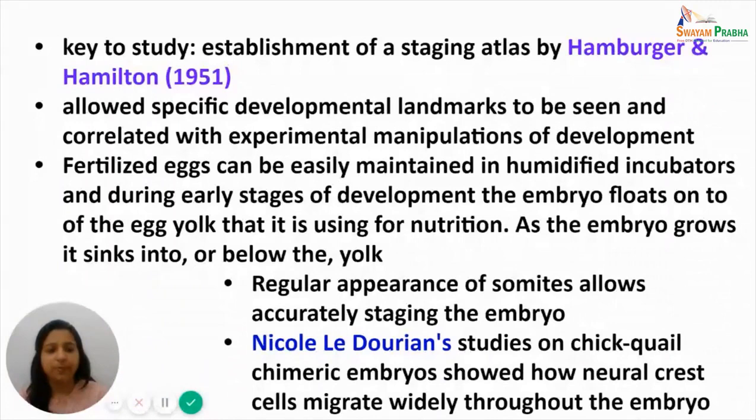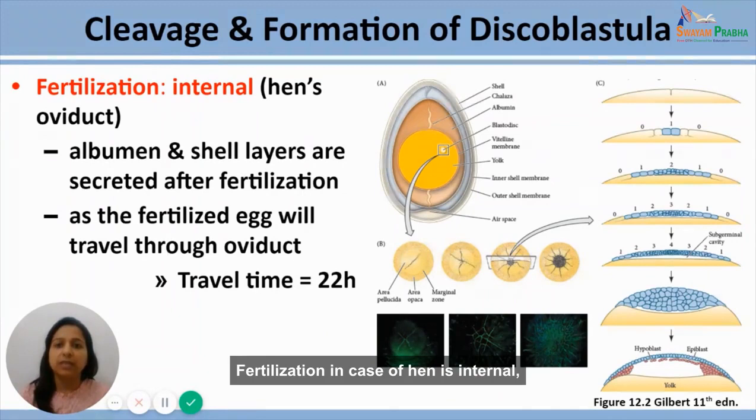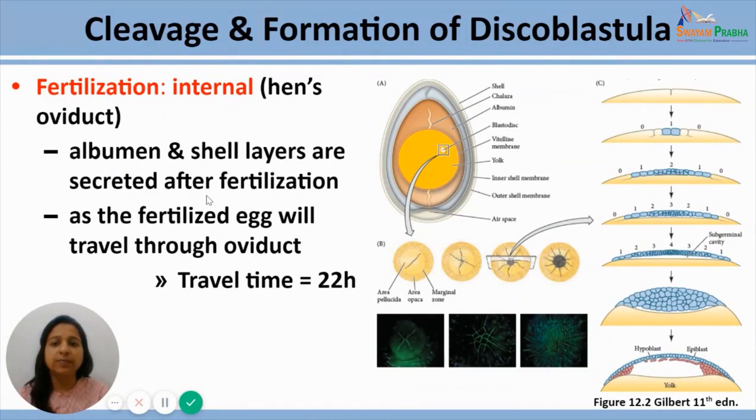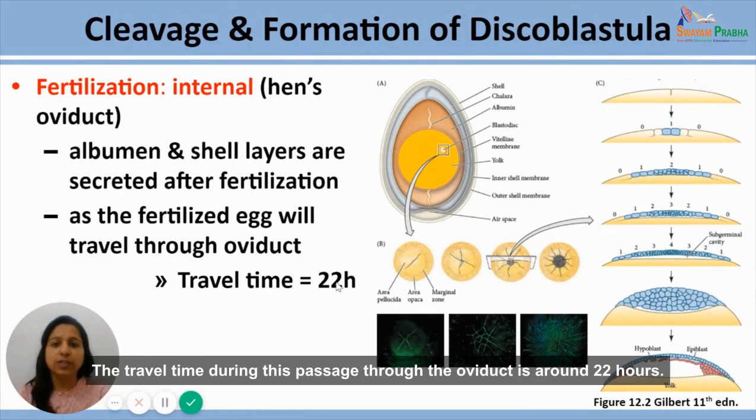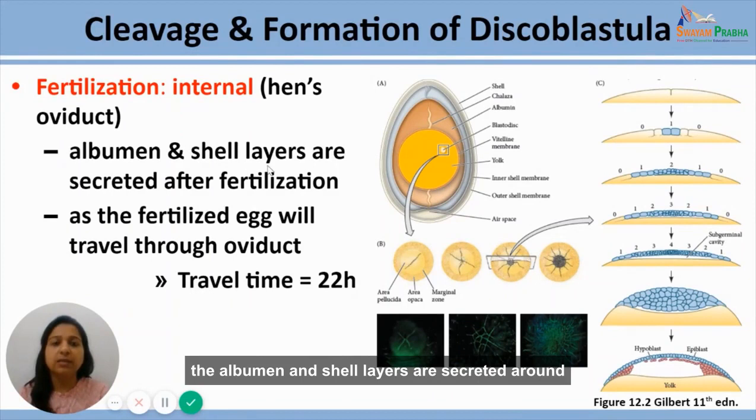Fertilization in the case of the hen is internal. It happens in the hen's oviduct. After fertilization, the fertilized ovum will travel through the oviduct to be laid to the outside. The travel time during this passage through the oviduct is around 22 hours, and during this passage, the albumen and shell layers are secreted around the fertilized ovum by the oviduct.